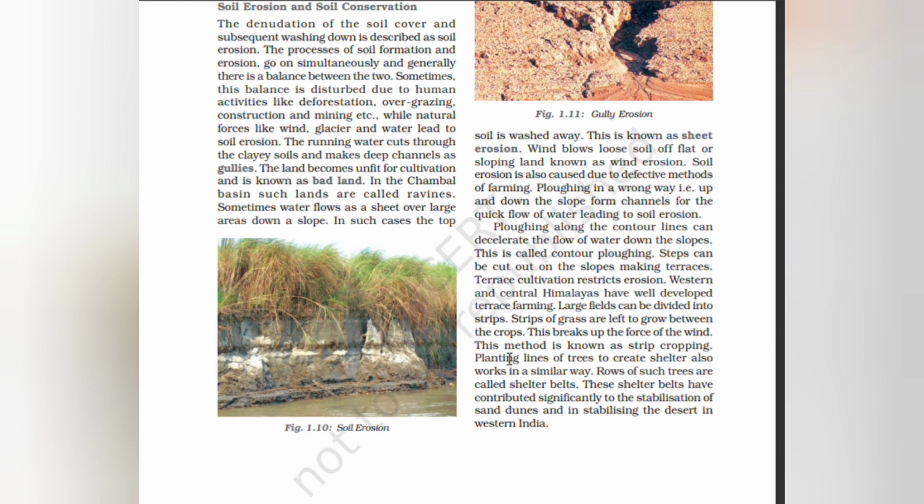This breaks up the force of the wind. This method is known as strip cropping. Planting lines of trees to create shelter also works in a similar way. Rows of such trees are called shelter belts. These shelter belts have contributed significantly to the stabilization of sand dunes and in stabilizing the desert of western India.